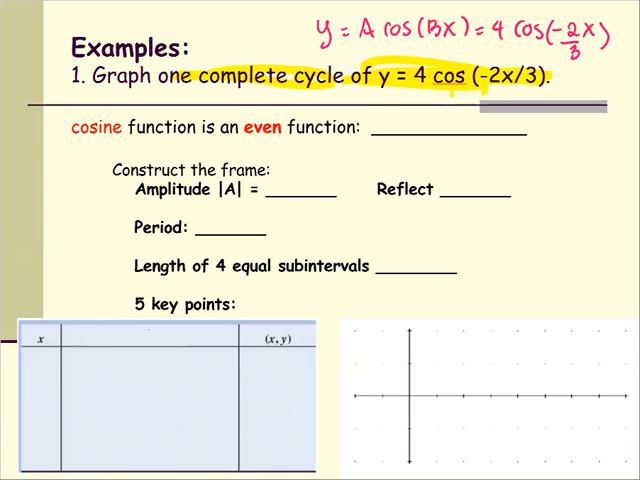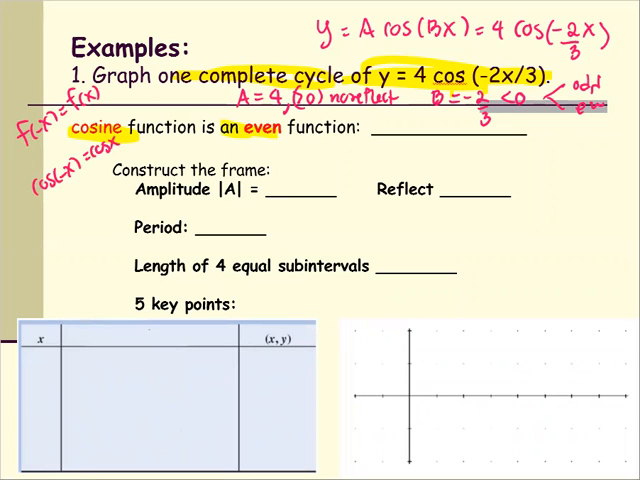I'm going to list the a value equals 4, which is a positive number, so no reflection. And the b value is negative 2 over 3. If b is less than 0, we're going to think about the odd and even function. Since cosine is an even function, recall that for an even function, f of negative x is the same as f of x. Therefore, the cosine of negative x is the same as cosine x.